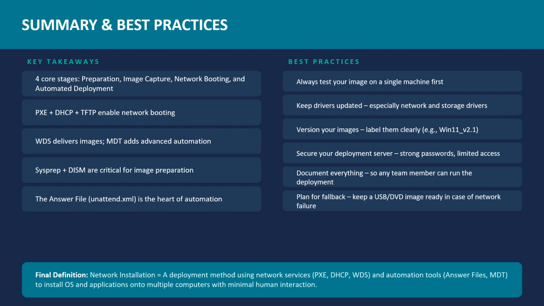For best practices, always test your image and answer file on a single machine first. Keep your drivers updated, especially network and storage drivers for different hardware. Version your images clearly so you can identify them easily. Secure your deployment server with strong passwords and limited network access. Document everything so that any team member can run the deployment successfully. And always plan for fallback. Keep a USB or DVD image ready in case of network failure.